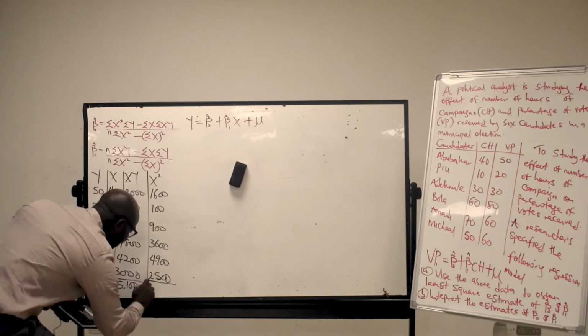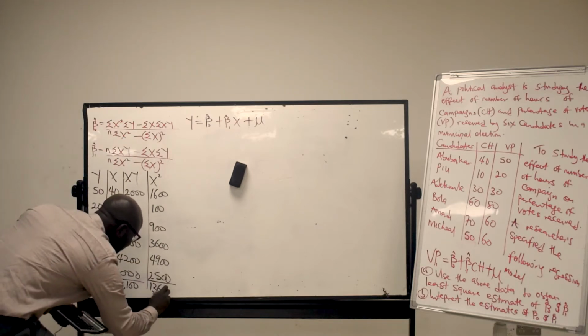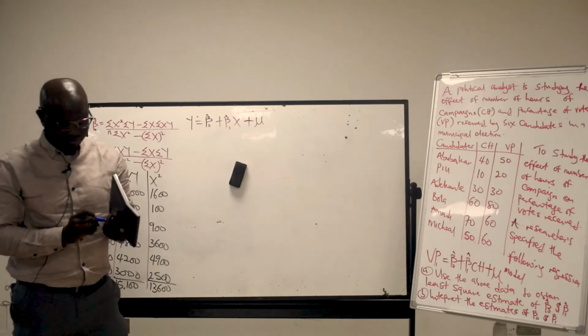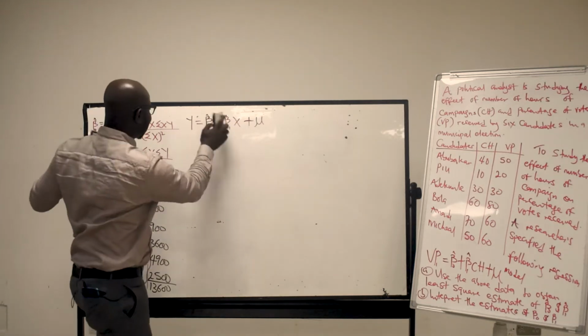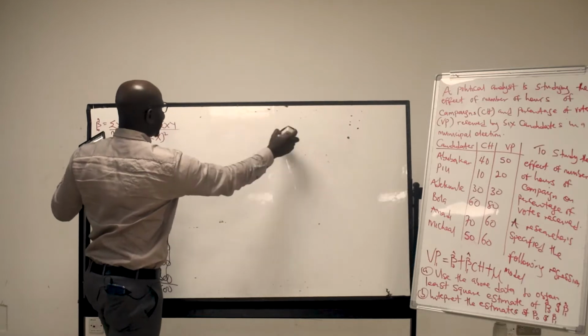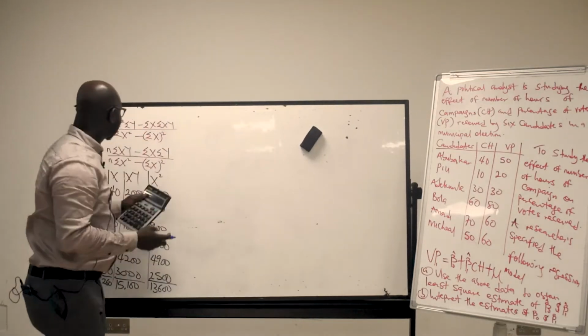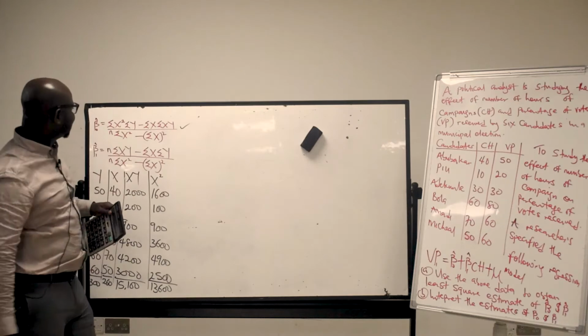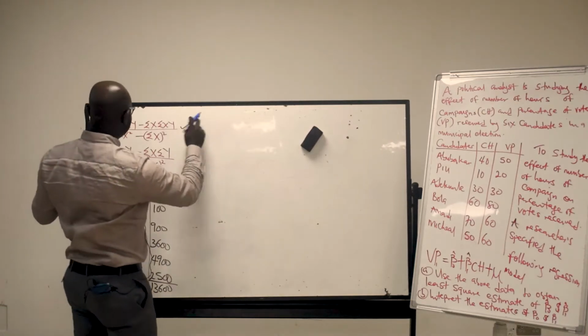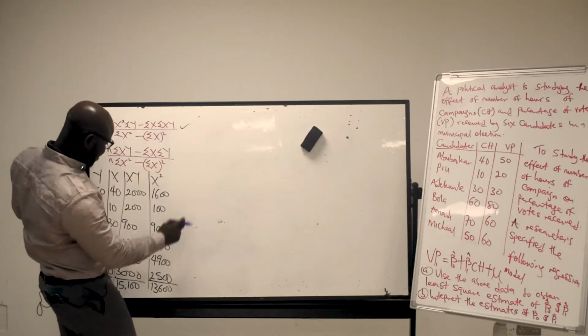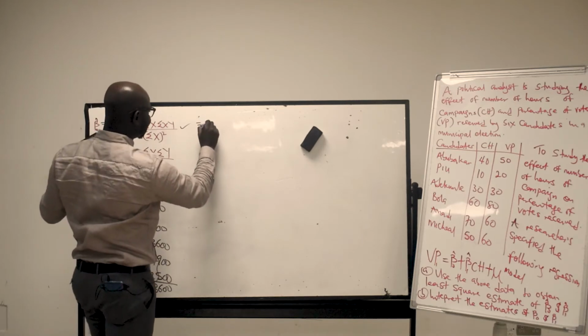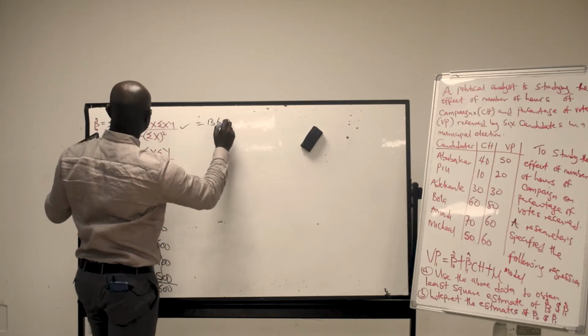Then here will be 13,600. Now, to apply this formula, right? For beta naught here, we have summation x squared is equal to 13,600, right?